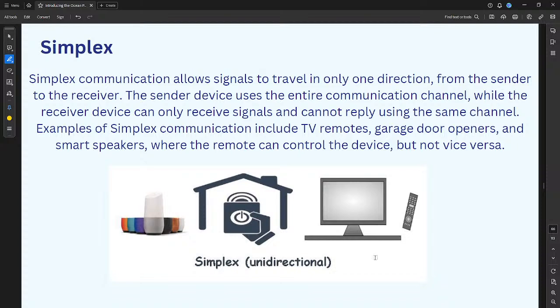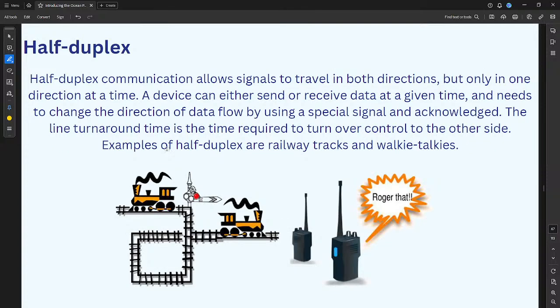And we can also say that the sender device uses the entire communication channel. So, for instance, when you use your remote, that's a type of simplex communication. You can see TV remotes, garage door openers, smart speakers. All these are types of simplex, because they only travel one way. Your television does not communicate with your remote. It's only your remote that communicates with your television.